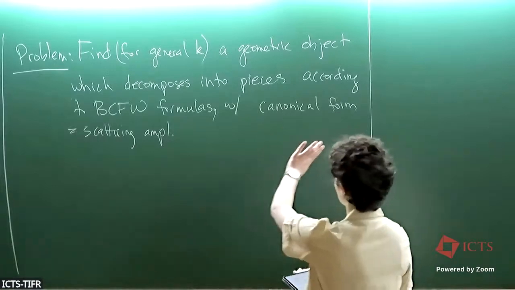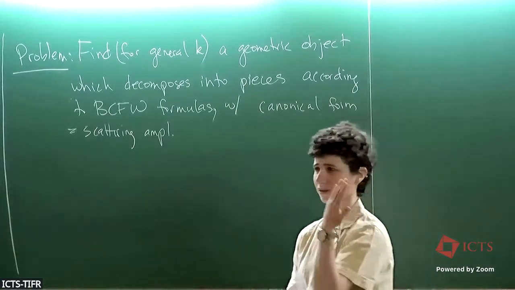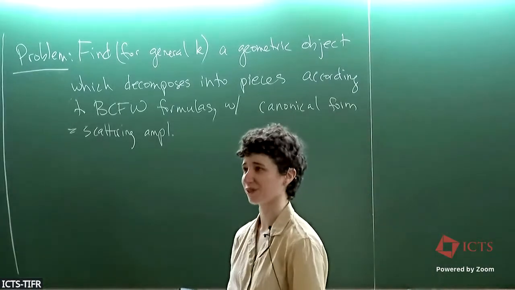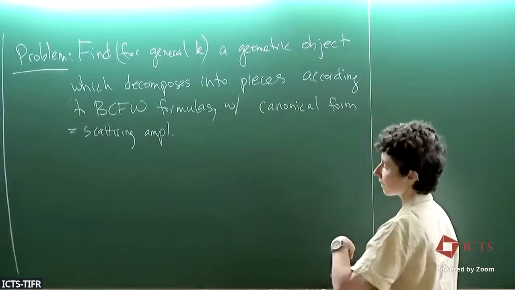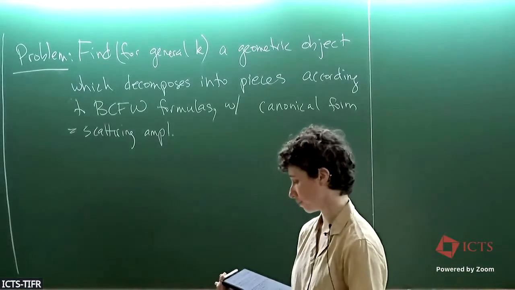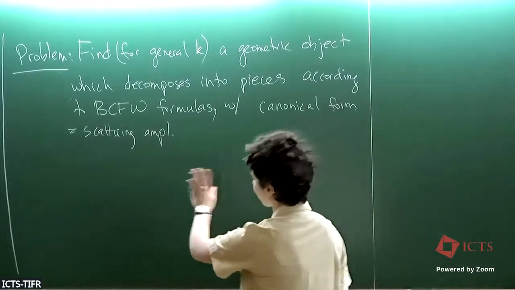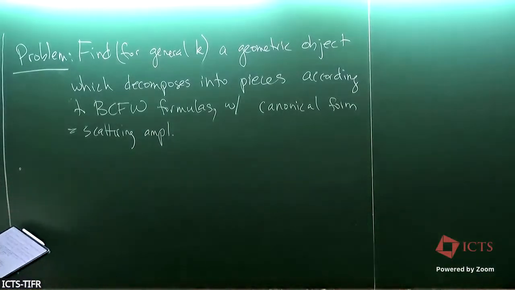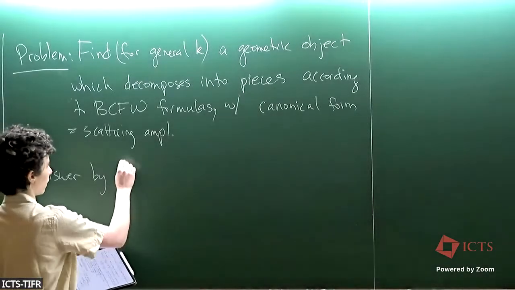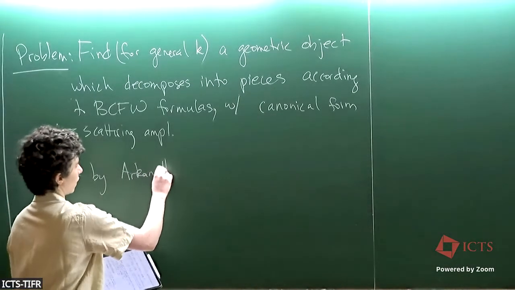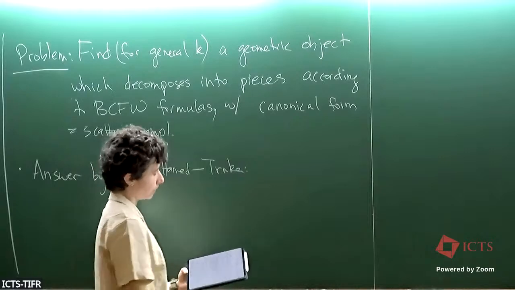And I should say that this idea is really also what is behind the definition of positive geometries, which I think someone at some point will give a more official definition of. But this is the idea behind the Amplituhedron, and then you can generalize that to say it's the idea behind positive geometries. Okay, so I already gave it away: this problem has been answered. The answer to this problem, by Arkani-Hamed and Trnka, is the Amplituhedron.